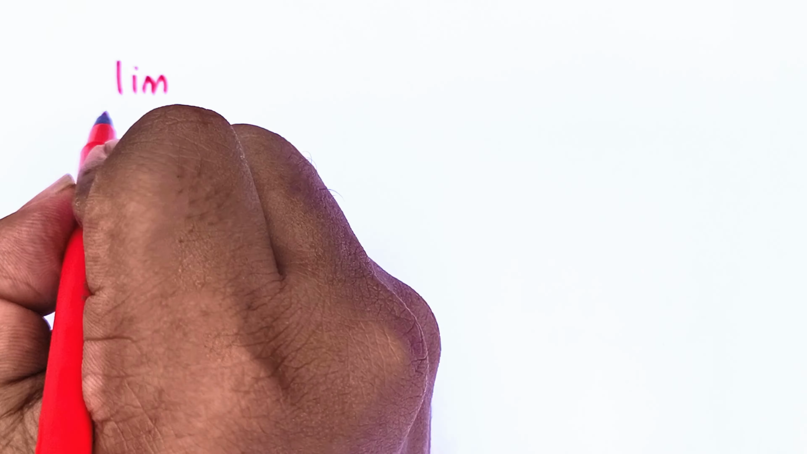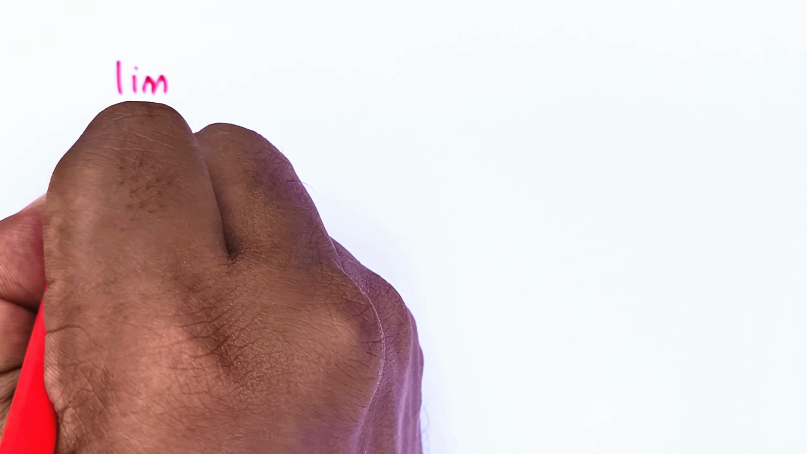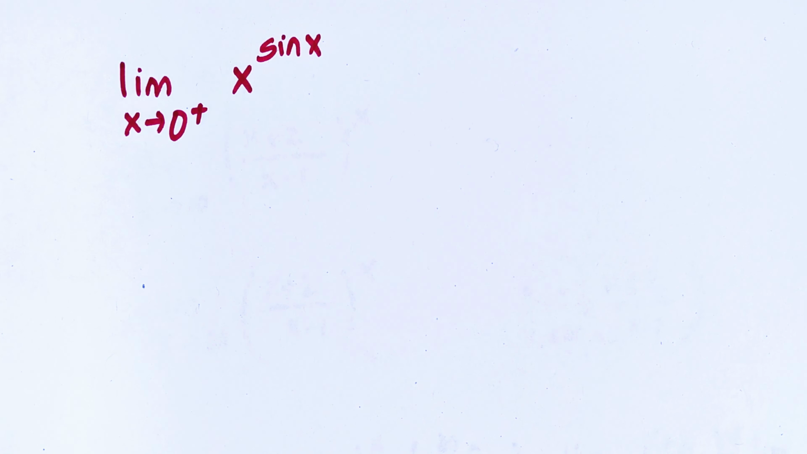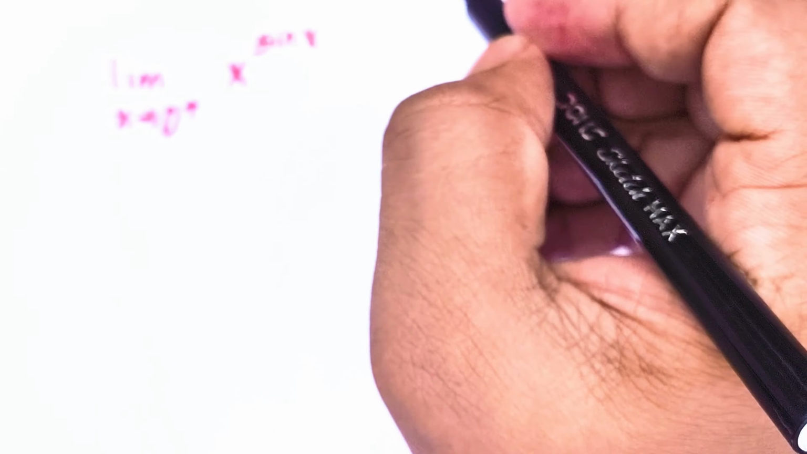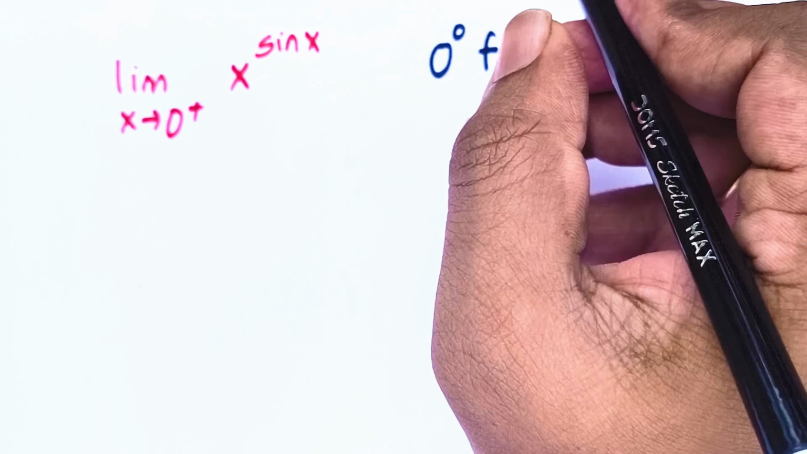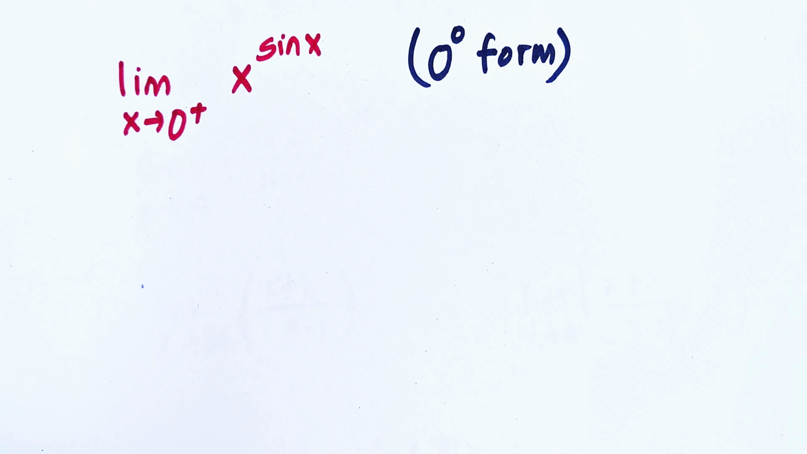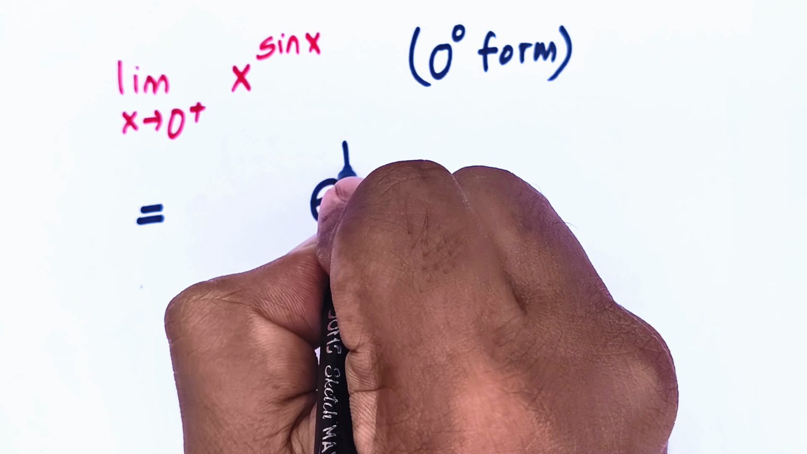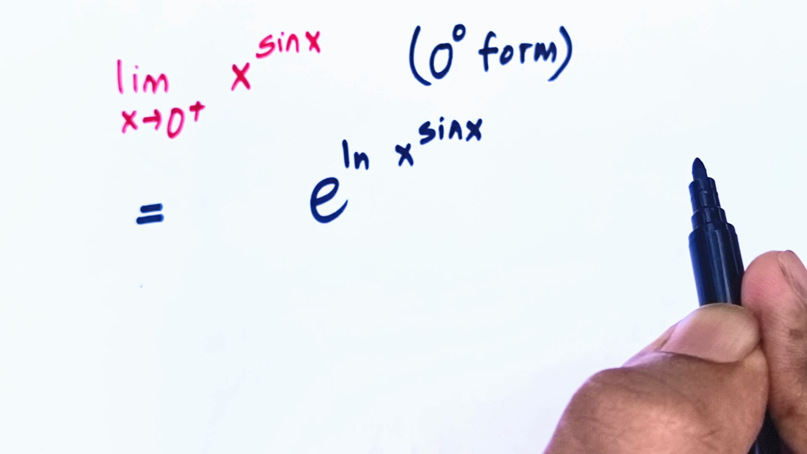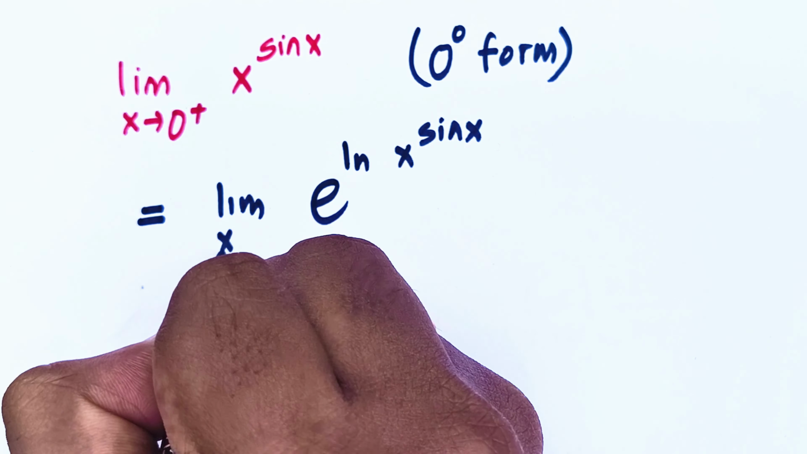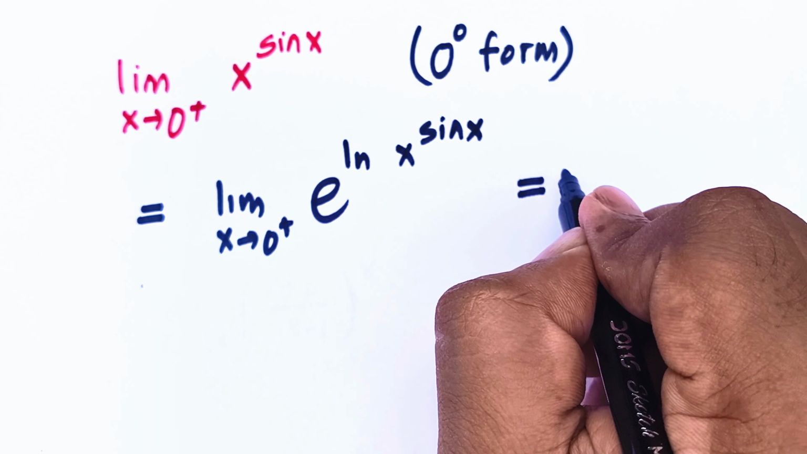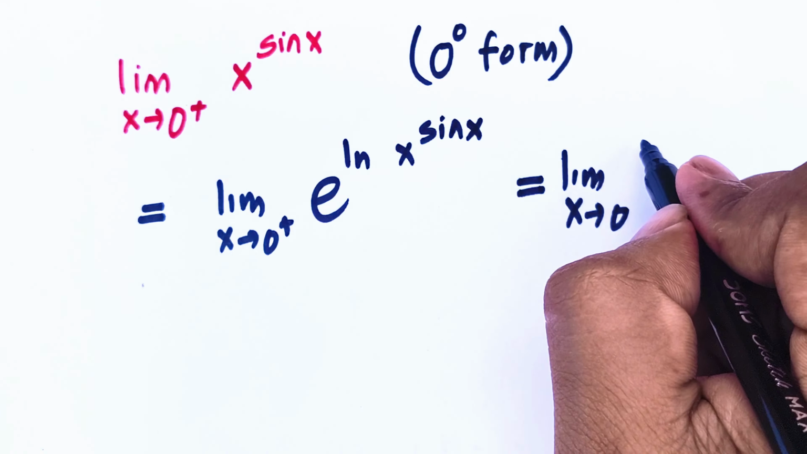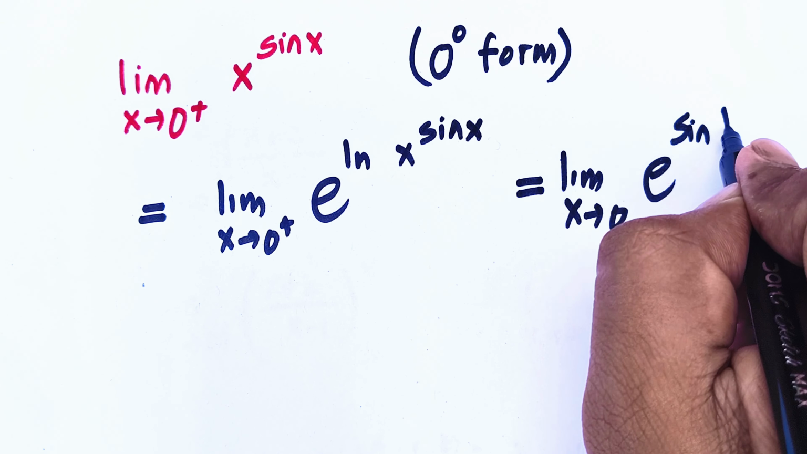Next, let's do one example of 0 to the power 0 form. X goes to 0 plus, we have the function x to the power sin x. When x goes to 0, x goes to 0 and sin x goes to 0. So this is in 0 to the power 0 form. What we will do, take e to the power ln of x^sin x, then limit x goes to 0 plus. We can take sin x outside, it becomes sin x ln x.